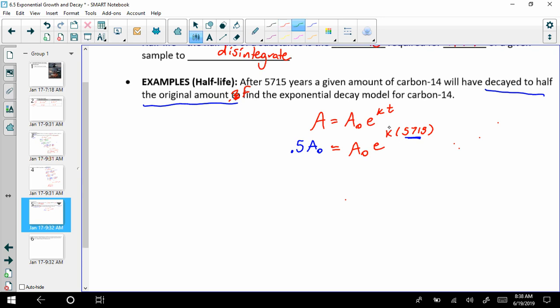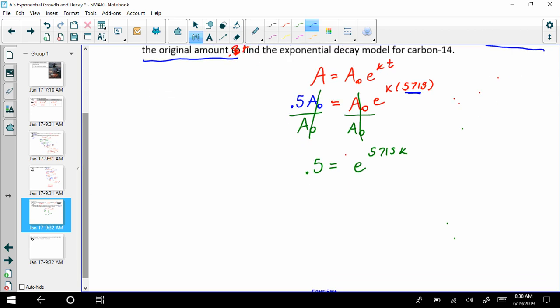If I start trying to solve for k, we're going to find that constant again. So if I divide by the original amount, just like I did on the other problem, it cancels out, which is great. So it doesn't matter that I didn't know how much I started with. It's gone. So now I have 0.5 equals e to the 5,715k.